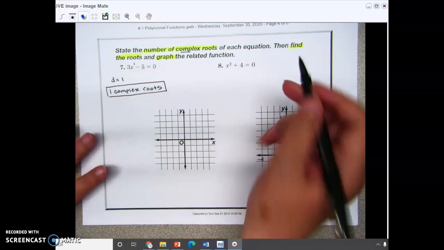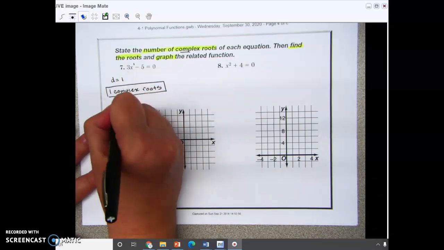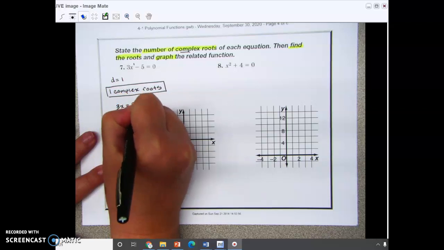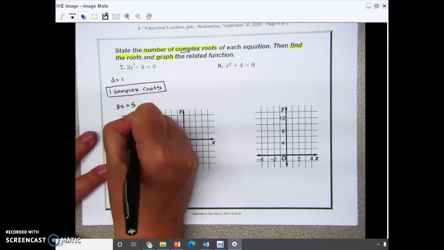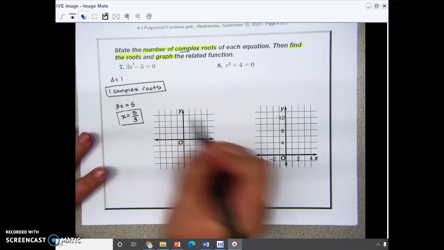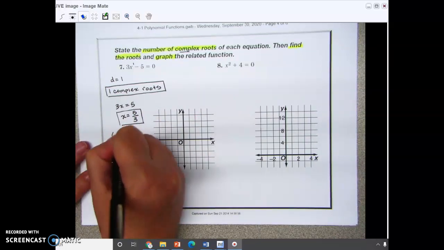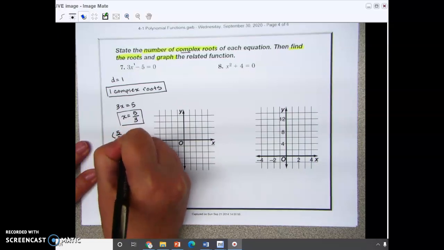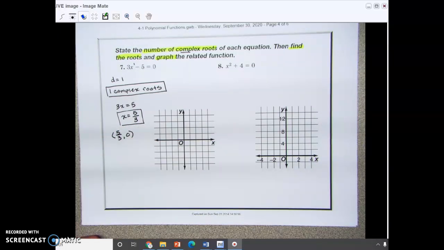All right, and so then it says find the root. So if I solve, I get 3x is equal to 5, which makes x equal to 5/3. So my root is at x equals 5/3. Notice that would be the point (5/3, 0). So we'll see if that happens on the graph.